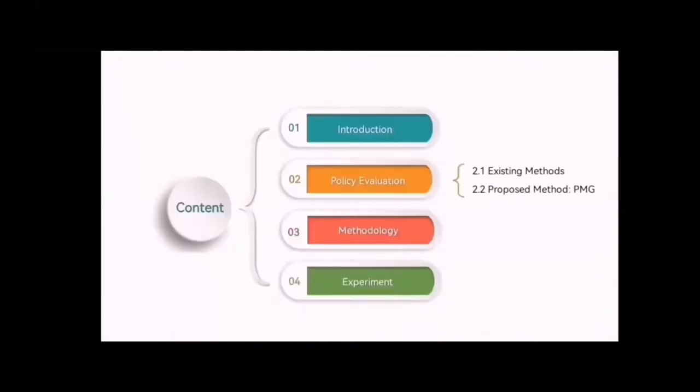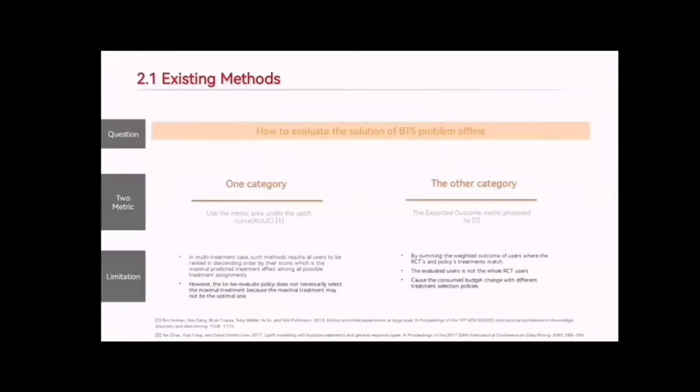Also, we make some assumptions, like the unconfoundedness assumption, the SUTVA assumption, and we assume that there are no costs if T equals zero. Next, we talk about policy evaluation. First is the review of existing methods. One category is to use the metric area under the uplift curve, AUUC.